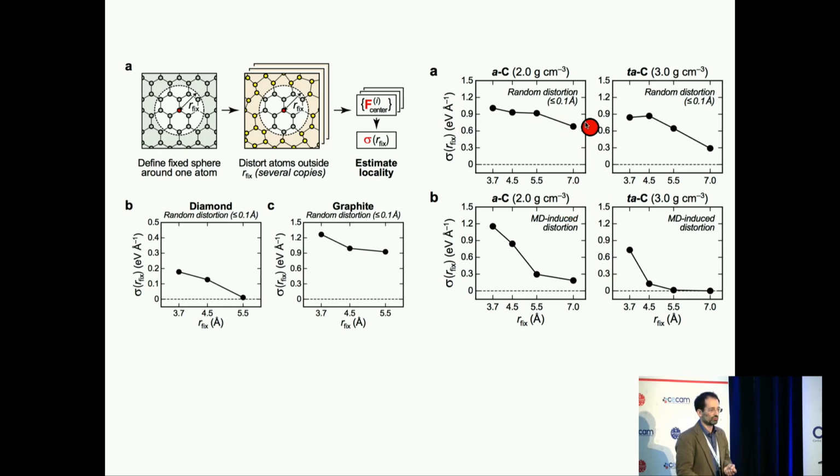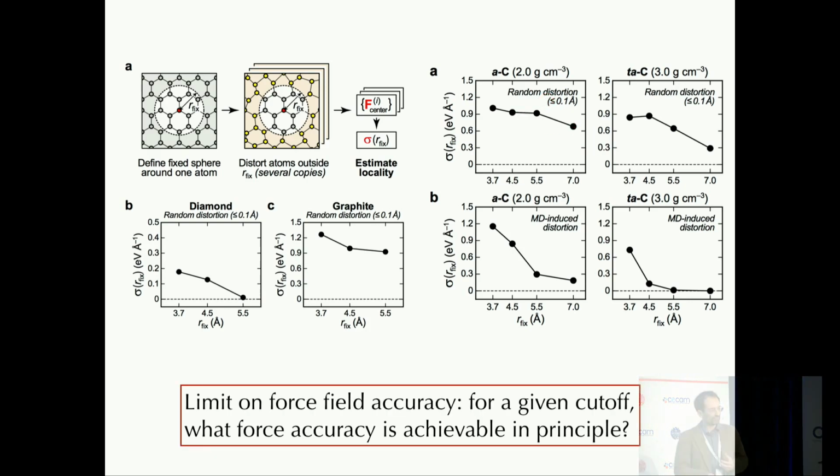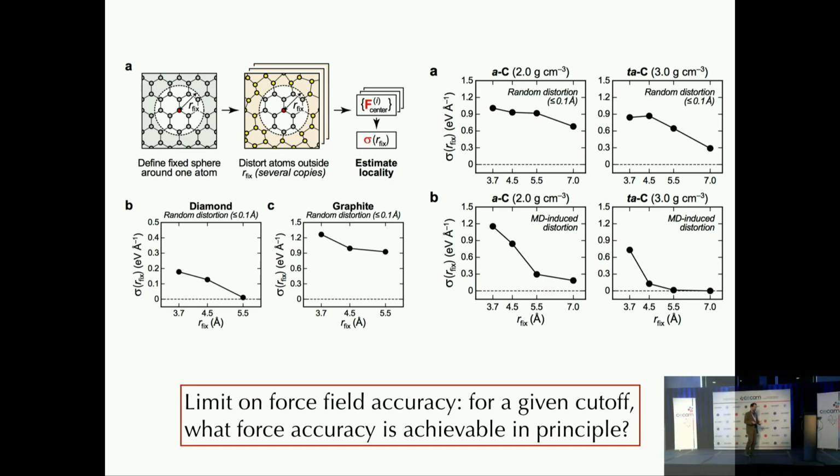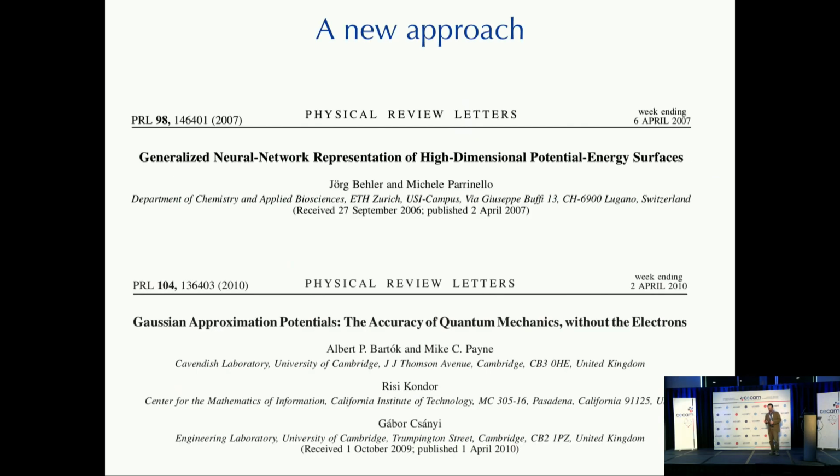If you just make random displacements, then you will change the electronic structure much more dramatically, and there's very, very weak decay in the amorphous carbon at 2 grams per cubic centimeter. But what this tells us is that it gives us a limit on force field accuracy in principle, without having to think about how we fit it. So for a given cutoff, this curve tells us what is the achievable accuracy in principle. And we can take a look at the materials that we're interested in and ask, are we ready to create an interatomic potential?